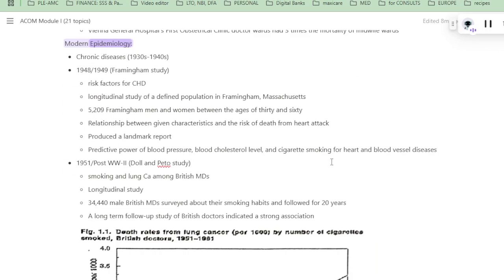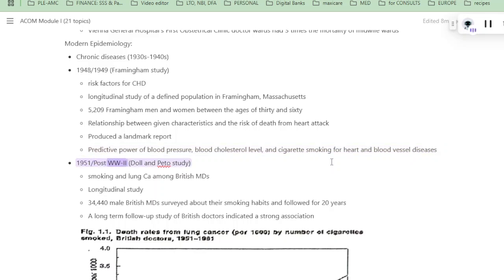Modern epidemiology: chronic diseases, 1930s to 1940s. 1948-1949, Framingham study: risk factors for CHD. A longitudinal study of a defined population in Framingham, Massachusetts, of 5,209 men and women between the ages of 30 and 60. It examined the relationship between given characteristics and the risk of death from heart attack. It produced a landmark report on the predictive power of blood pressure, blood cholesterol level, and cigarette smoking for heart and blood vessel diseases.